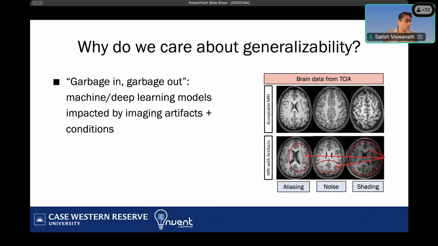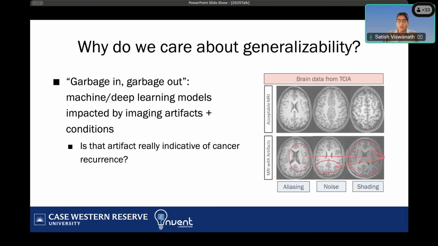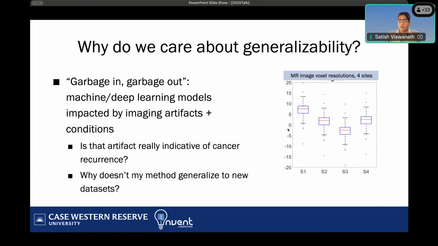So just to remind you guys, why we care about generalizability is, garbage in means you're going to get garbage out. If you're going to have machine or deep learning models which are exposed to data which have a lot of artifacts, such as aliasing and noise, the model may not actually generalize. The artifact may end up confounding aspects to do with cancer recurrence. You have a data set out here. This is the first data set, you train it, and then you go to a different data set and it completely does not validate. So now the question is, how do we start to quantify and characterize information over here?